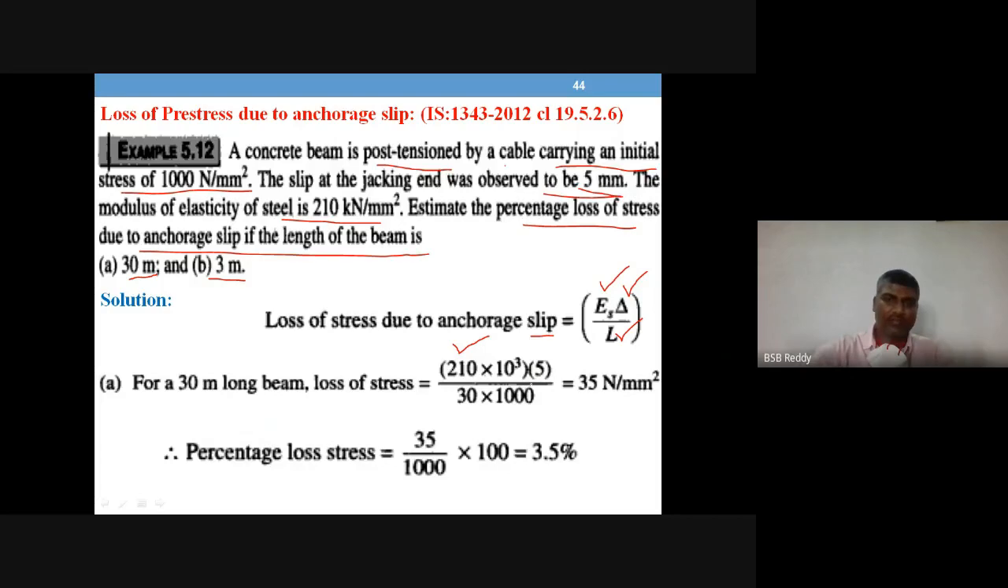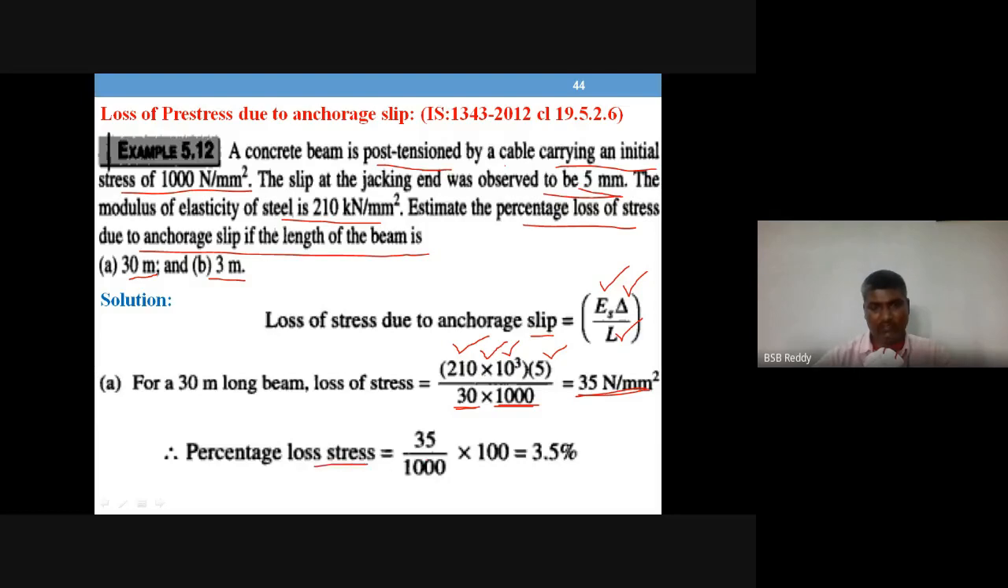5 mm, so in meters, 5 divided by 1000 meters. So 30 meters is the length of the cable, nothing but the beam. In this case, the length of the beam and length of the cable is taken as same. So either you can convert the 5 mm into meters or 30 meters into mm, both are same, because the units that the Young's modulus is having will be the same units of stress. So 210 kilonewtons converted to newtons, 10 cube into 5 mm divided by 30 meters, 30 into 1000 mm. So that is coming around 35 Newton per mm square.